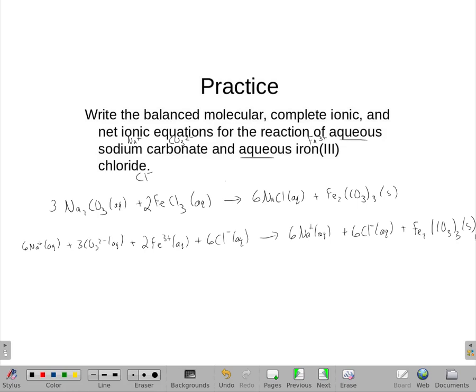The net ionic, we're going to remove our spectators. And if you look, 6 sodiums, 6 sodiums, 6 chlorines, 6 chlorines, those are your spectators. So my net ionic will just have the iron ions and those carbonate ions. And those will form Fe2(CO3)3. Oh, and solid. Can't forget that. That's very important. So I got on the top, the molecular equation. Middle one is the complete ionic, and the bottom is net ionic.